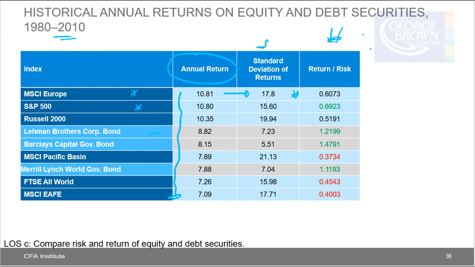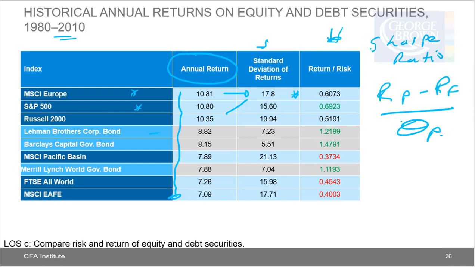So what I did in this third column with the numbers is I took that return column and divided it by the risk column. Because one of the things we learn when we study portfolio management is the Sharpe ratio, okay? The Sharpe ratio is defined as the return of a portfolio minus a risk-free rate, divided by the standard deviation of the portfolio. It gives us a return to risk measurement. And the higher the Sharpe ratio, the more efficient the portfolio.